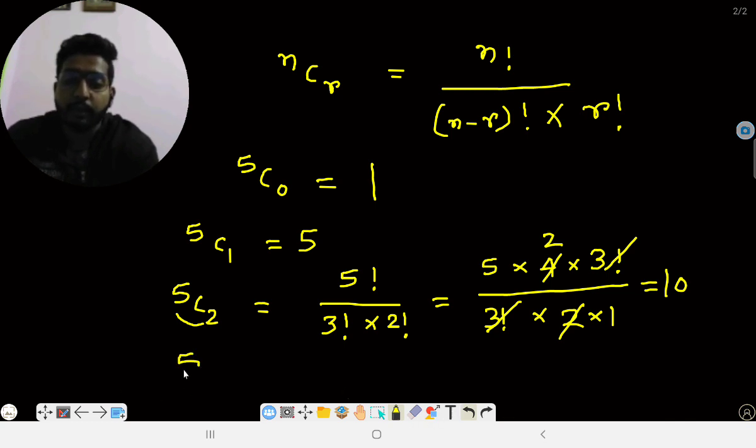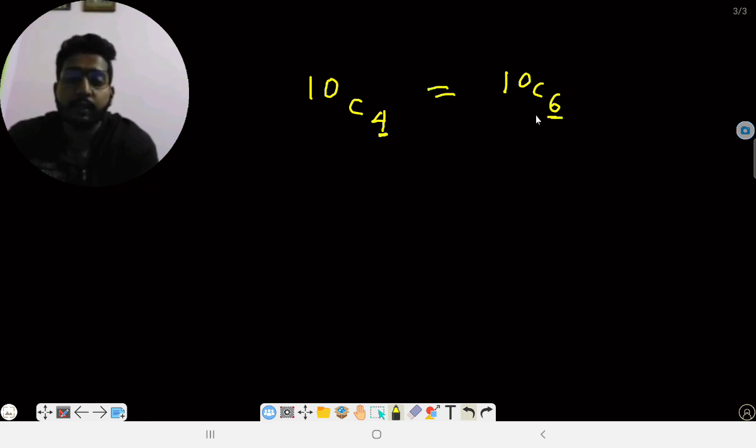Now there is a symmetry. What is the symmetry here? Look, 5c3. Now look at the power here. Here it is 2, now here it is 3. Now 2 plus 3 is 5. That means whatever be the value of 5c2, the value of 5c3 will be the same. That means it will be 10. What does it mean? Suppose for example 10c4 and 10c6 both will have the same values. Why? Because here you can see 4, here it is 6. 4 plus 6 is 10, and here you can see this is 10. That means 10c4 and 10c6 will have the same values because this is the symmetry.